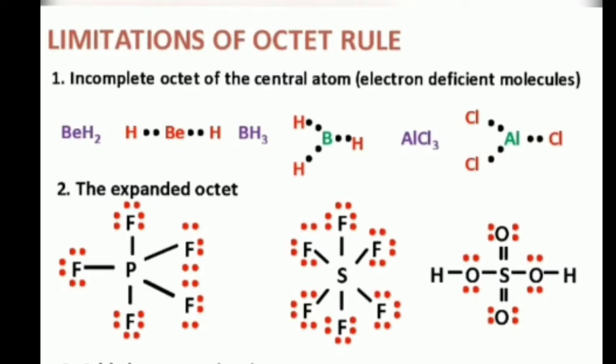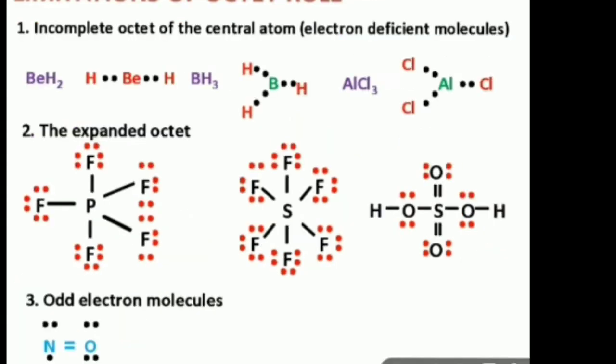Yes, first one, incomplete octet of the central atom. Second one, the expanded octet. Third one, odd electron molecule. Fourth one, noble gas form their compounds. Fifth one, the theory does not account for the shape of the molecule. Last one, this theory does not account for the energy of a molecule.